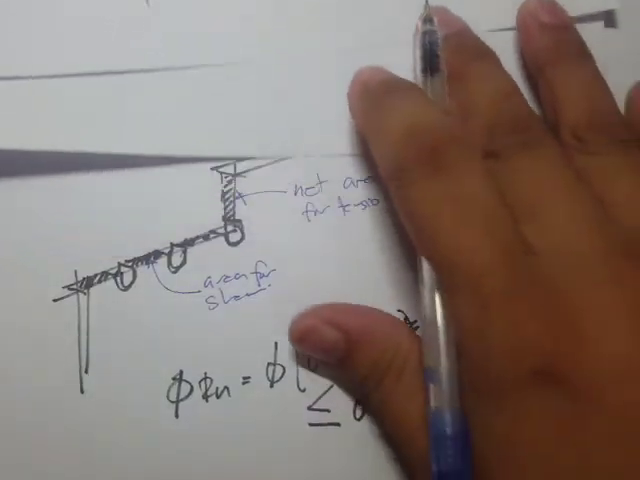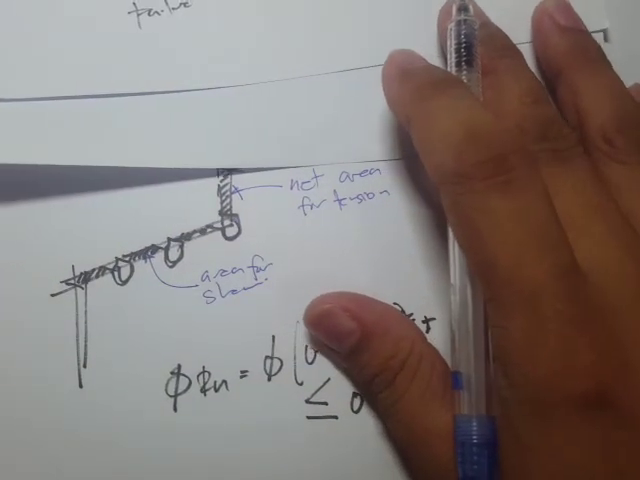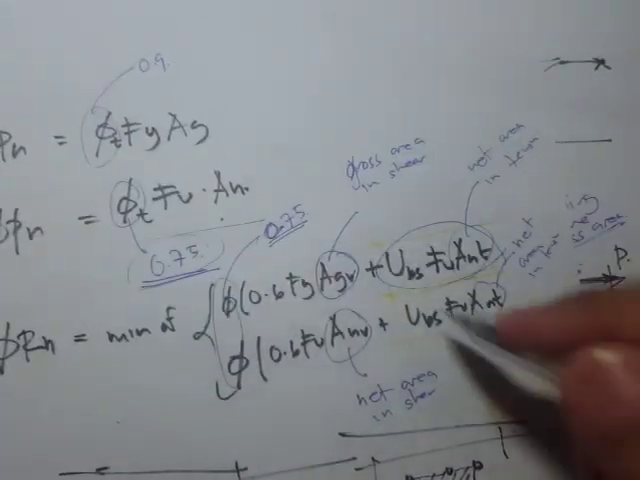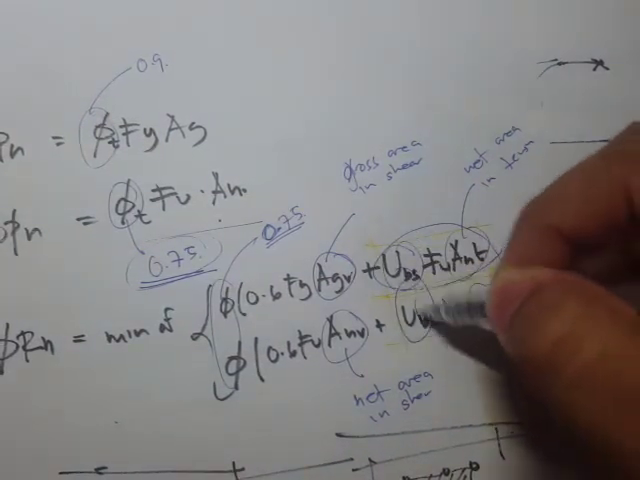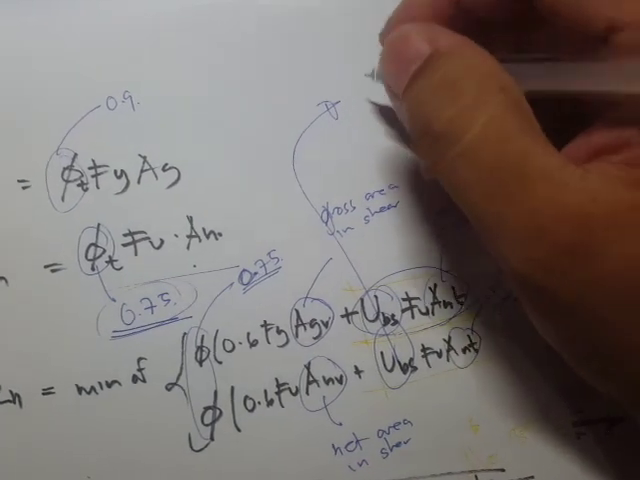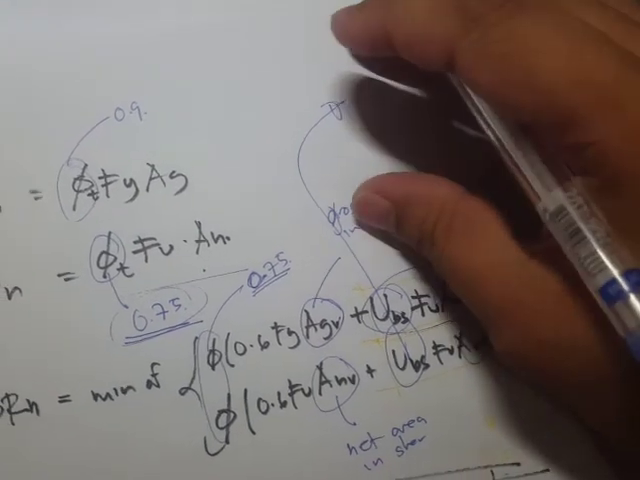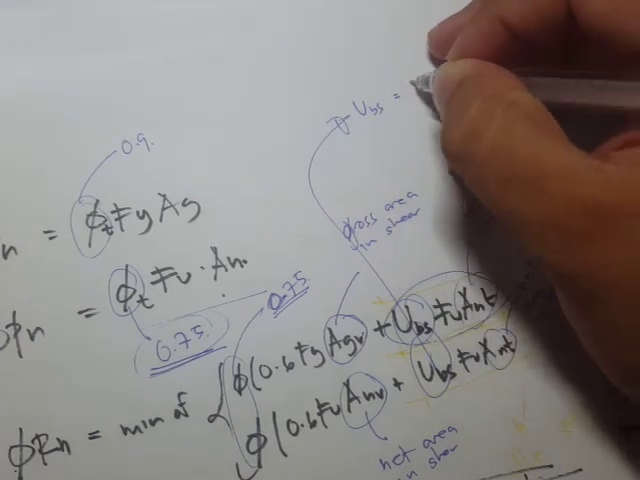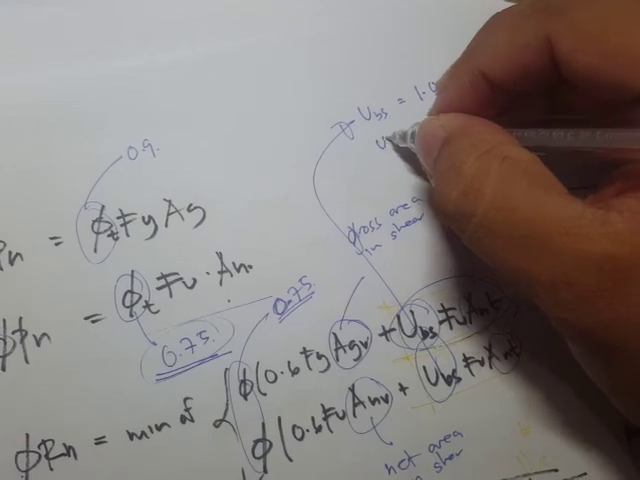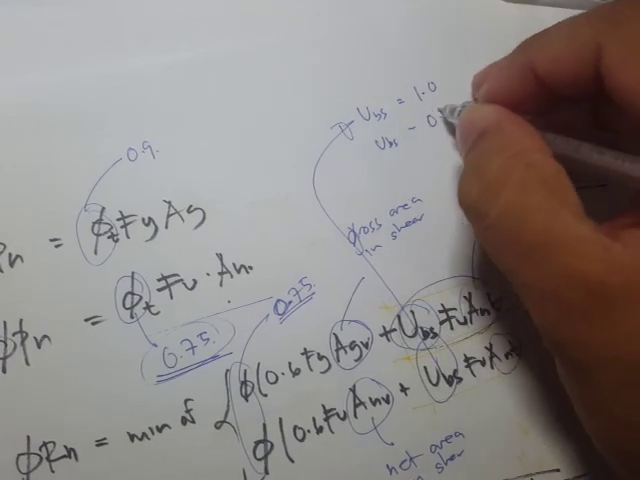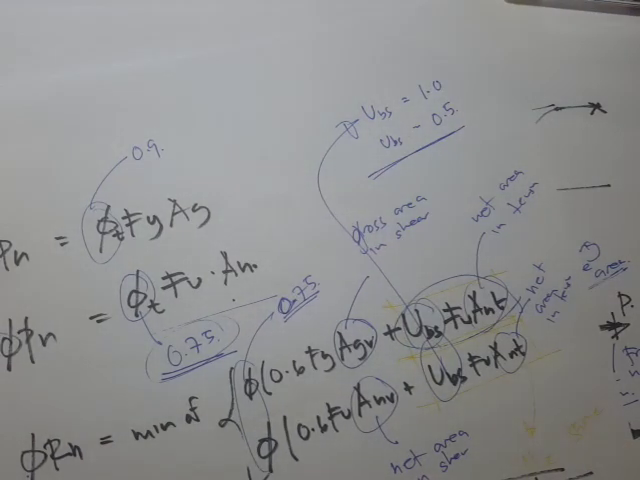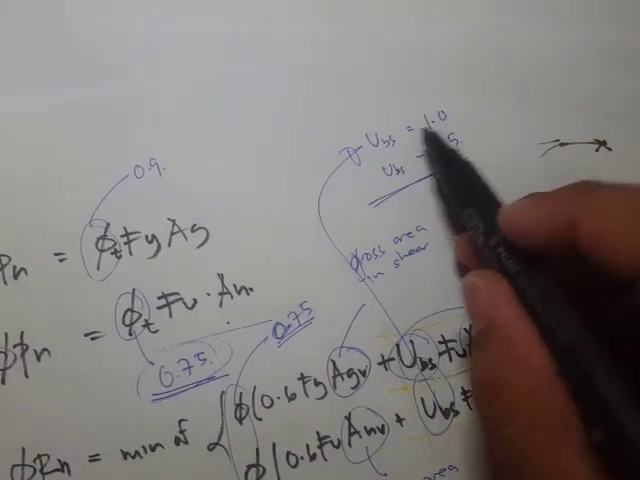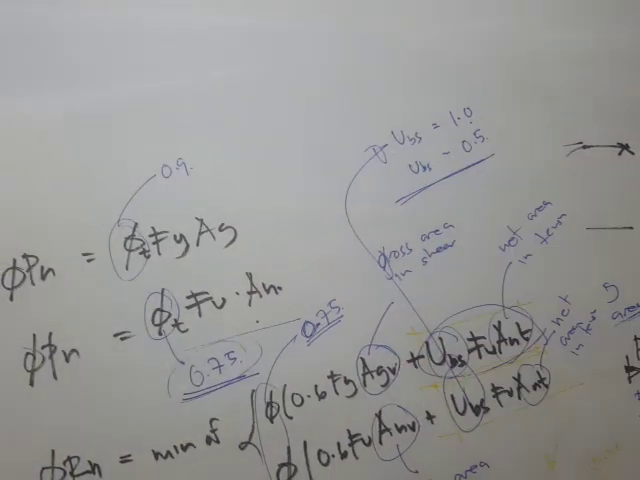Also, this U term here is just a term wherein if the tensile forces are uniform, then UBS is equal to 1.0. If it's non-uniform, then that's going to be 0.5. In our homeworks or sample problems, unless otherwise specified, we'll just assume a value of 1.0.